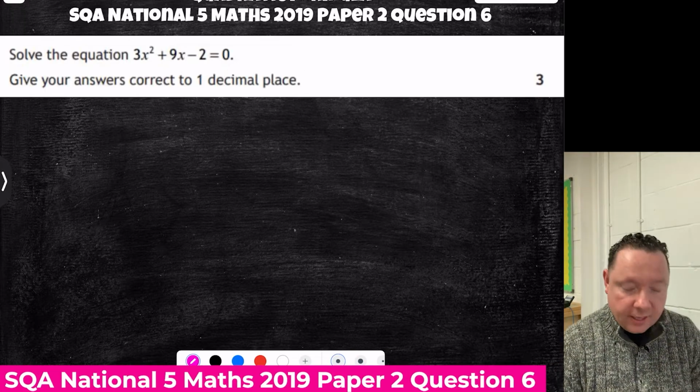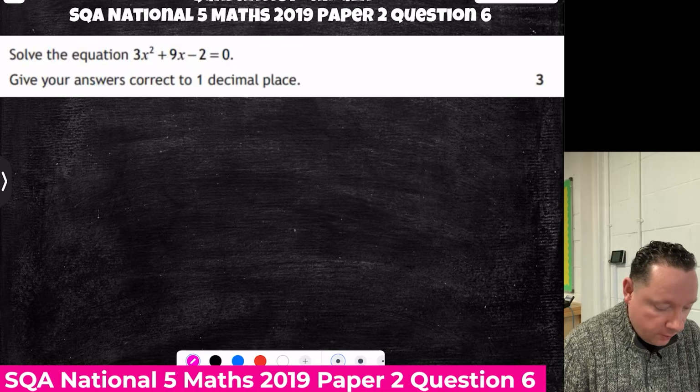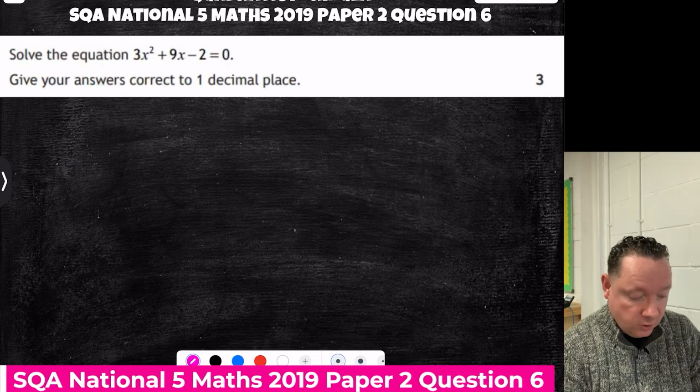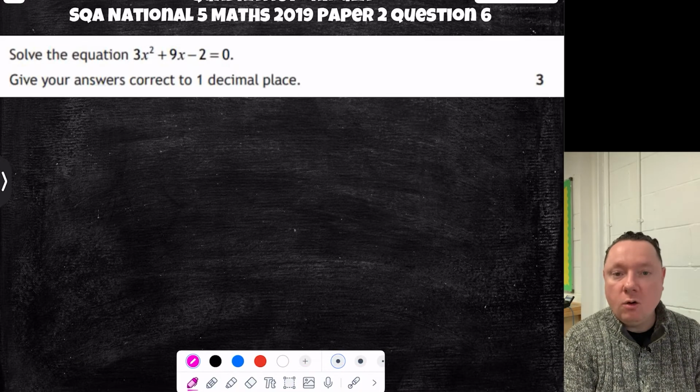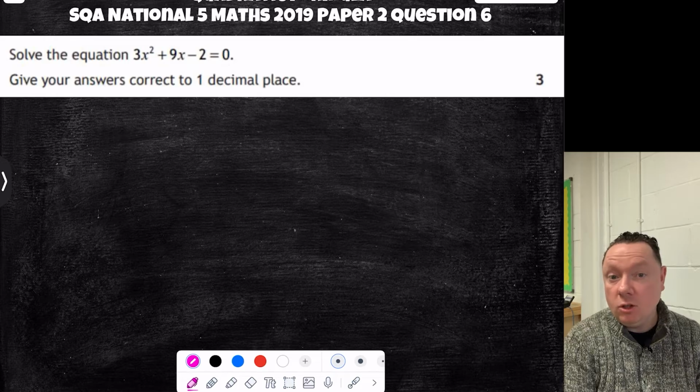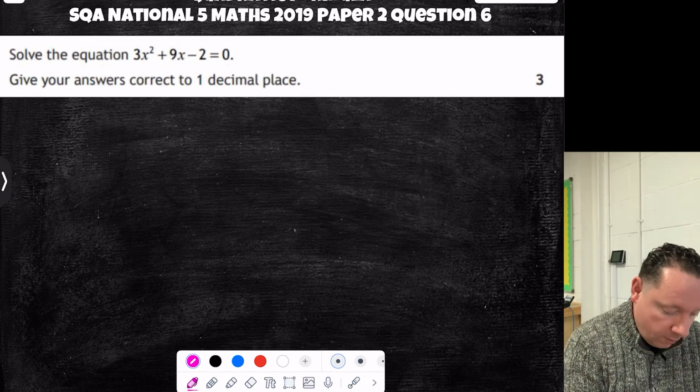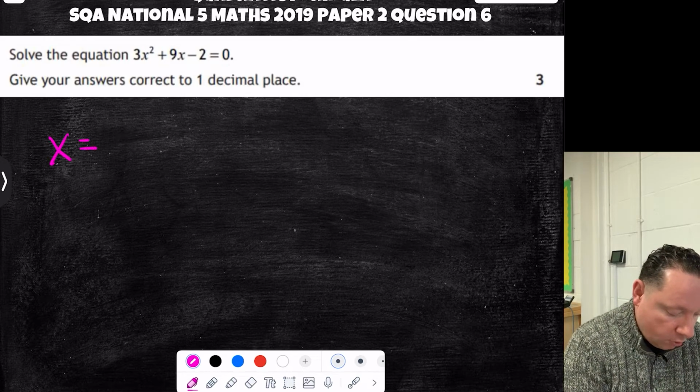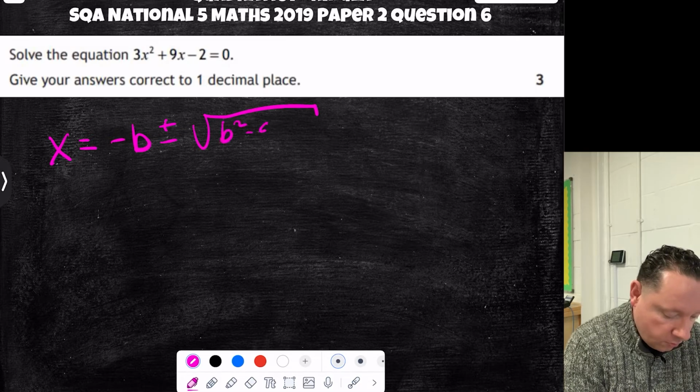SQA National 5 Maths 2019 Paper 2 Question 6. Solve the equation 3x squared plus 9x minus 2 equals 0 to 1 decimal place. Right, it's a quadratic. It's asked me to 1 decimal place, so it's a quadratic formula. So I go to the front of the page and write down the quadratic formula. Minus b plus or minus the square root of b squared minus 4ac all over 2a.